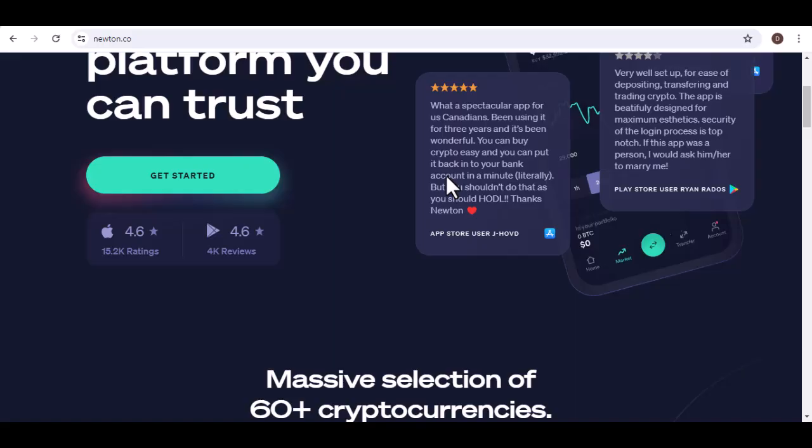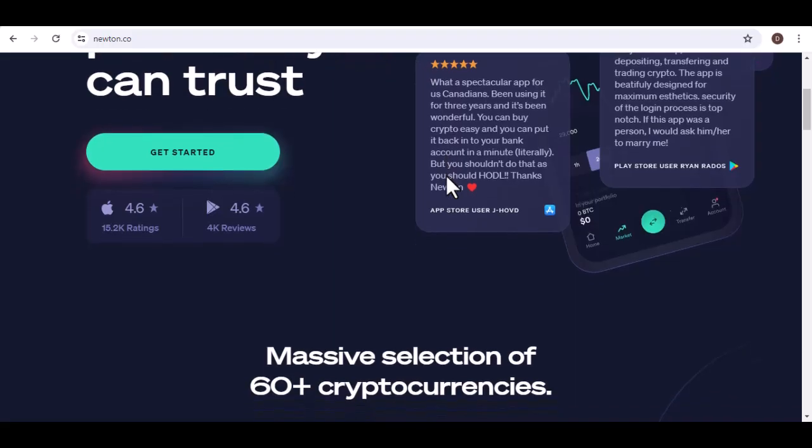For security, I immediately set up two-factor authentication, 2FA, via an authenticator app. Find this under Profile Security. Trust me, this is non-negotiable for protecting your investments.